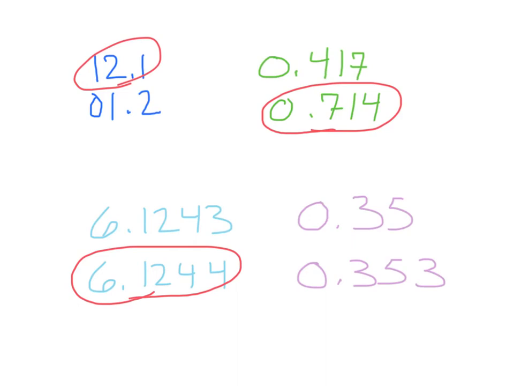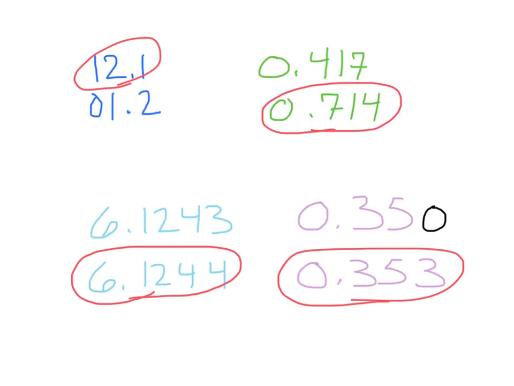Alright, for our last example here we have 0.35 and 0.353. Again, we have the 3 similar, the 5 similar. And now, remember, when there's something missing, we can always throw on a 0. So here, if we put a 0 on there, we can see that the 3 is bigger than the 0, and we have our larger number, 0.353.